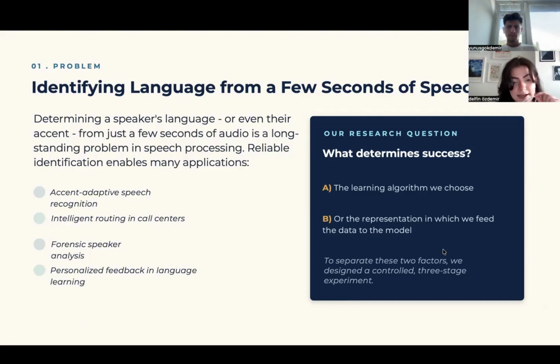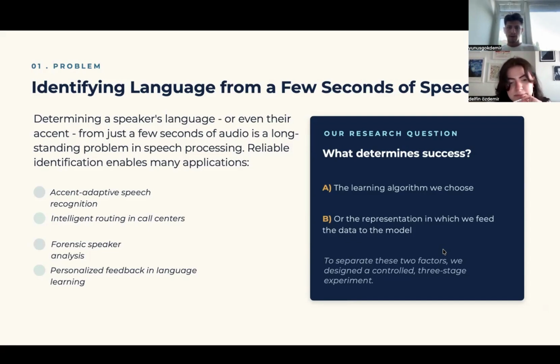But as I said, our real interest was a deeper, more scientific question. Look at the box on the right. This is the backbone of our whole project. When a model succeeds at this task, what is responsible for that? Option A, the learning algorithm we picked, and option B, the representation in which we feed the data to the model. These two factors are usually tangled together.